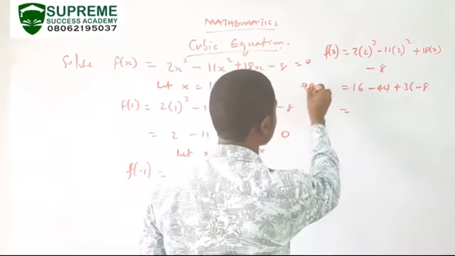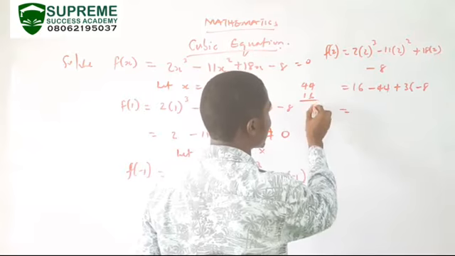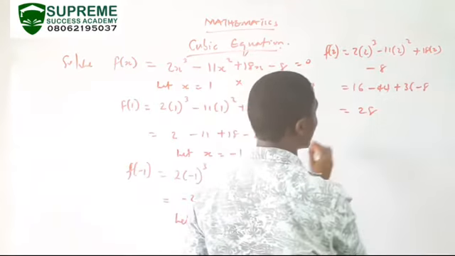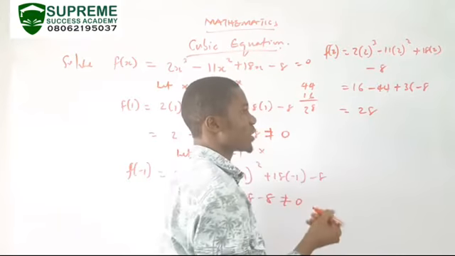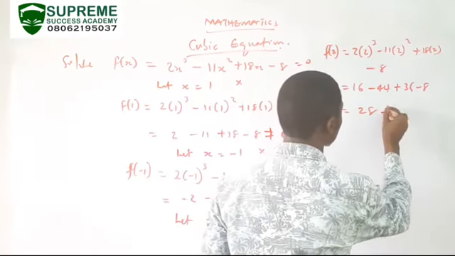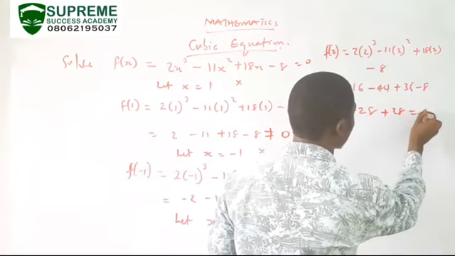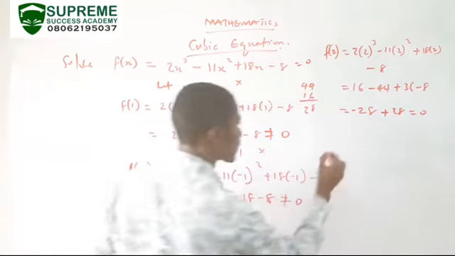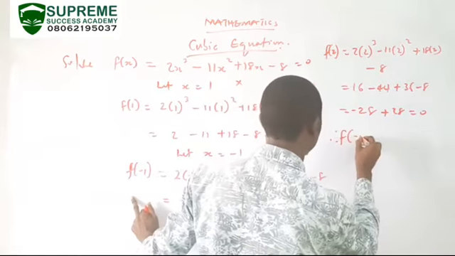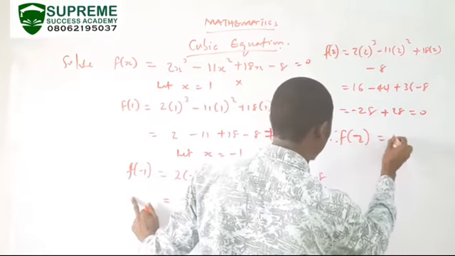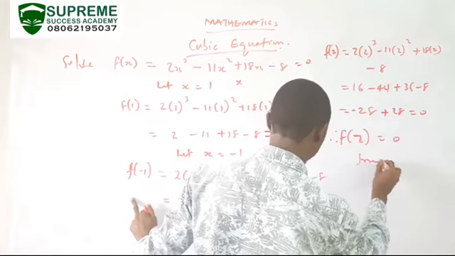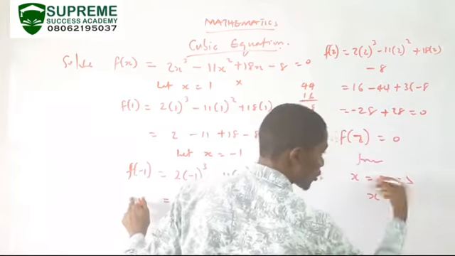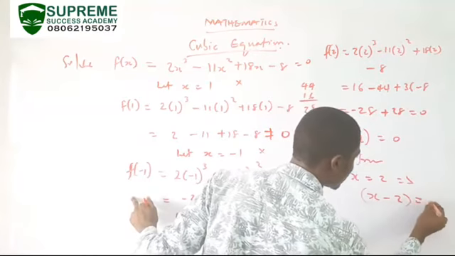So 44 minus 16 will give us minus 28. 36 minus 8 will give us 28. That's minus 28 plus 28, which gives 0. Then we can conclude that this is a solution. Good. We have our first solution. Therefore, f of 2 is equal to 0. From x equals 2, you write the factor this way, x minus 2 equals 0. Can you see?